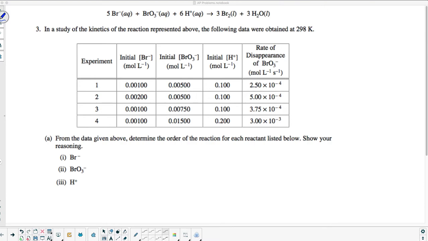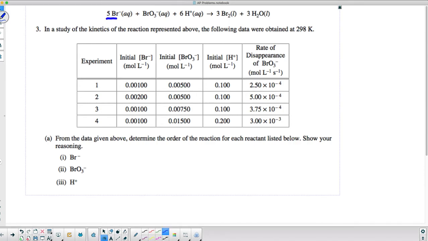In a study of kinetics, the reaction represented above followed the data were obtained from 298 Kelvin. We have 4 experiments. We have three reactants. Notice it says for letter A, for the data given above, determine the order of the reaction for each reactant listed below. Show your reasoning. Okay, so I'm going to do this in the standard way that we've always done it.